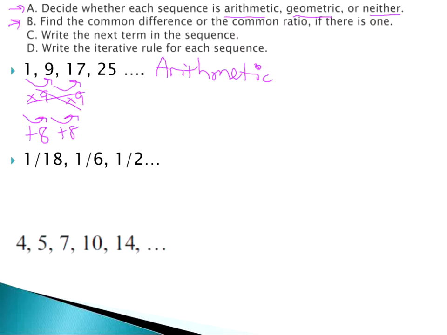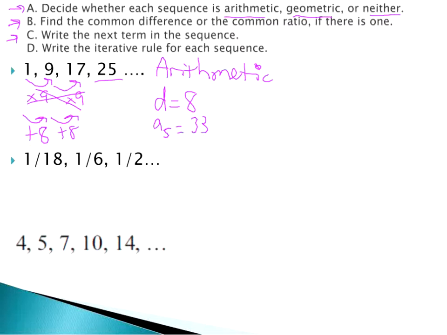B said, find the common difference or the common ratio. So in this case, arithmetic always goes with common difference. So the difference is 8. Let's write the next term in the sequence. So if we're at 25, everybody please write your next term. What did we get? 33. Everybody okay? So that would be my A5, A sub 5 term. Are you okay with me writing it like that? So my A1, A2, A3, A4. So my A5 term would be 33.